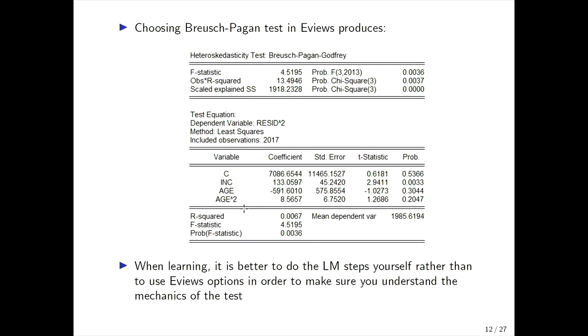So the default option in EViews when you perform the Breusch-Pagan test is to use the regressors in your linear regression model as the Zs for your auxiliary regression. You can override this default option if you want to, but that's the default option.